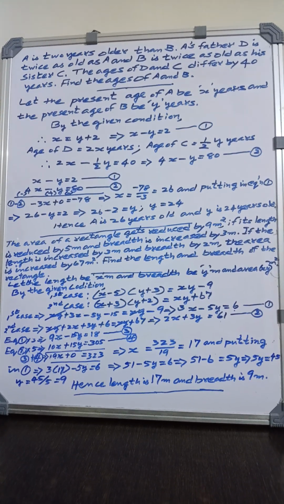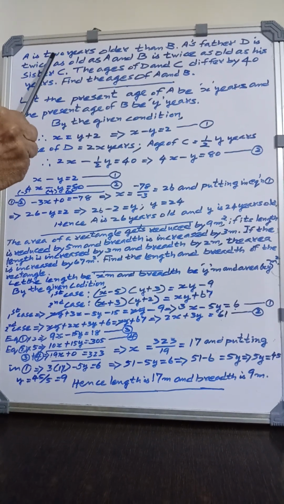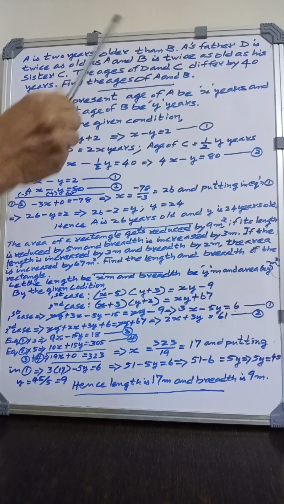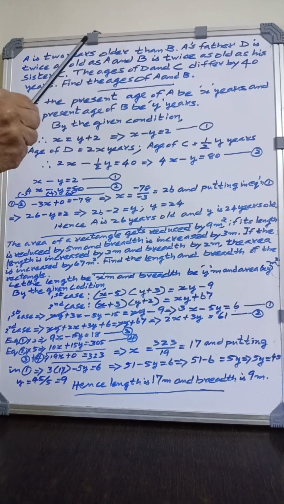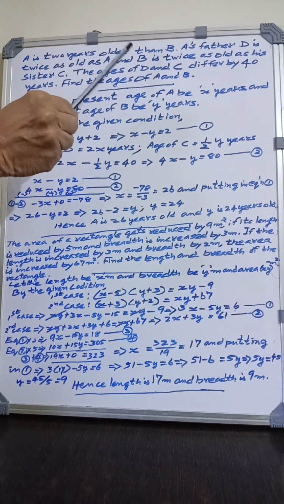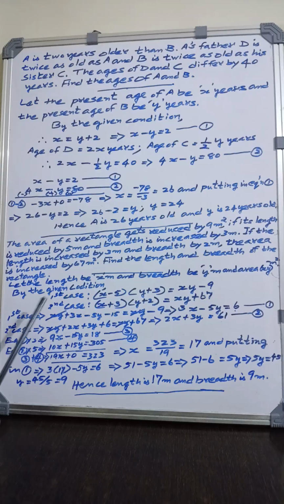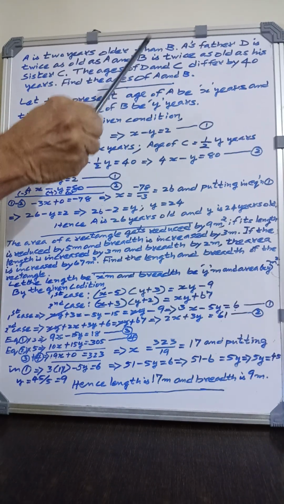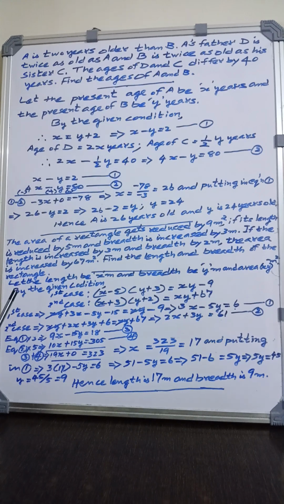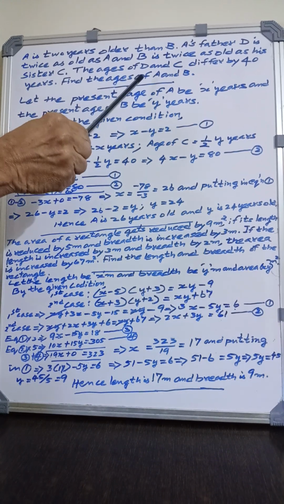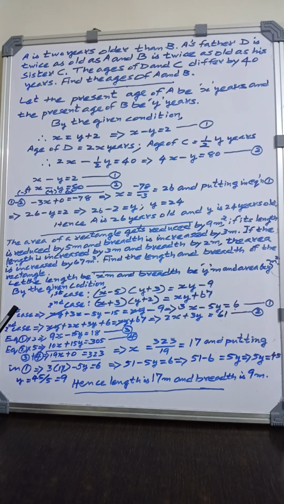Here is a word problem. A is 2 years older than B. A's father D is twice as old as A, and B is twice as old as his sister C. The ages of D and C differ by 40 years. Find the ages of A and B. A and B are the main characters here.